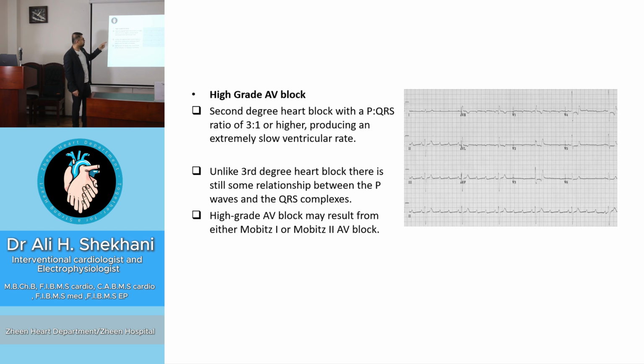This is high-grade AV block. Again, it is a second-degree AV block, but there are 3 P waves for 1 QRS. In high-grade AV block, there is still a relationship between P and QRS. But in complete heart block, there is complete dissociation. There is no relation between P and QRS.